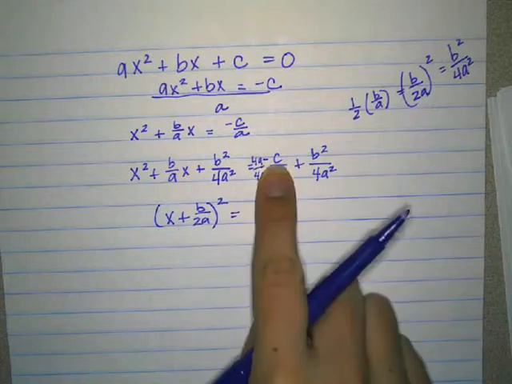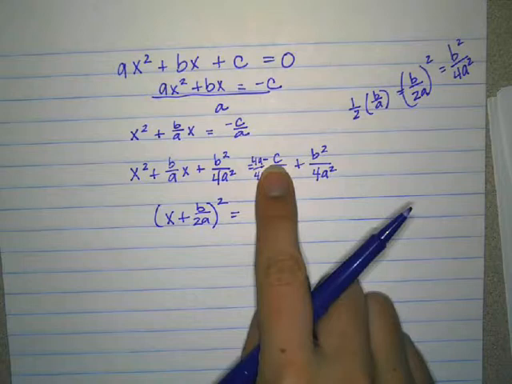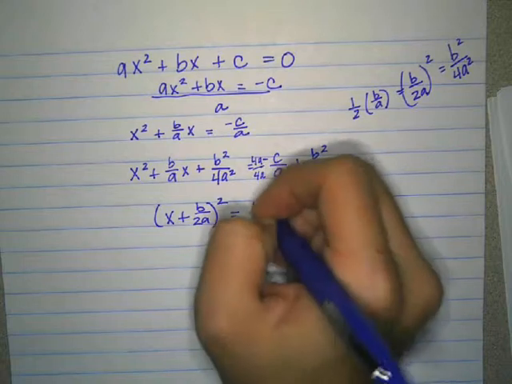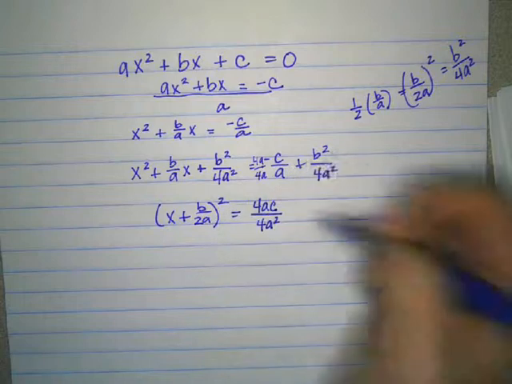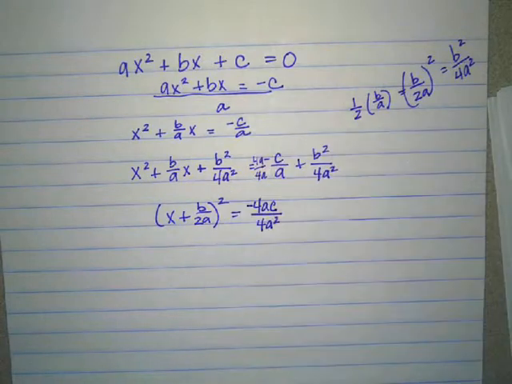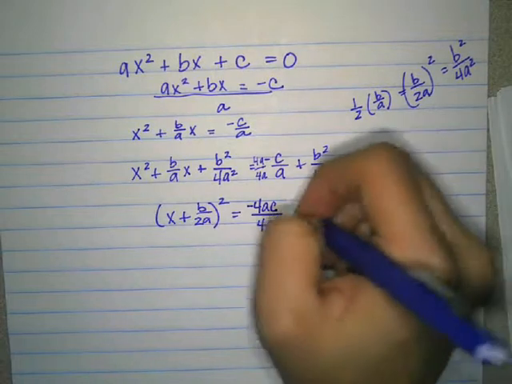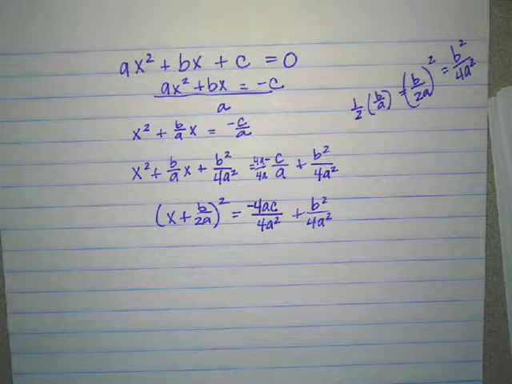So can someone tell me what I have on the top here if I multiply all three of those together? 4ac over 4a squared, right? Oh, sorry, negative, yes, good. Negative 4ac. And then right here I have still b squared over 4a squared. Okay, now I'm going to add the tops together now that I have common denominators, and I'm going to flip the order, because when we get to the quadratic formula, you'll notice that they're flipped anyway.